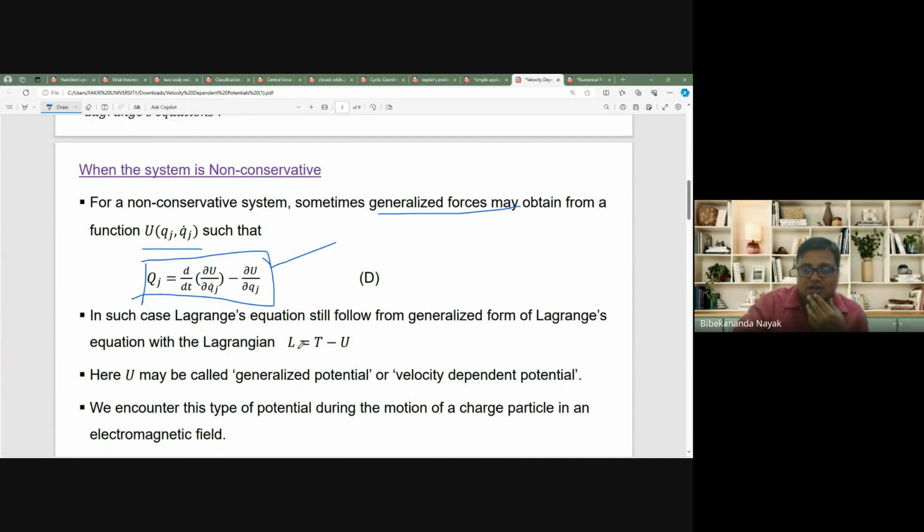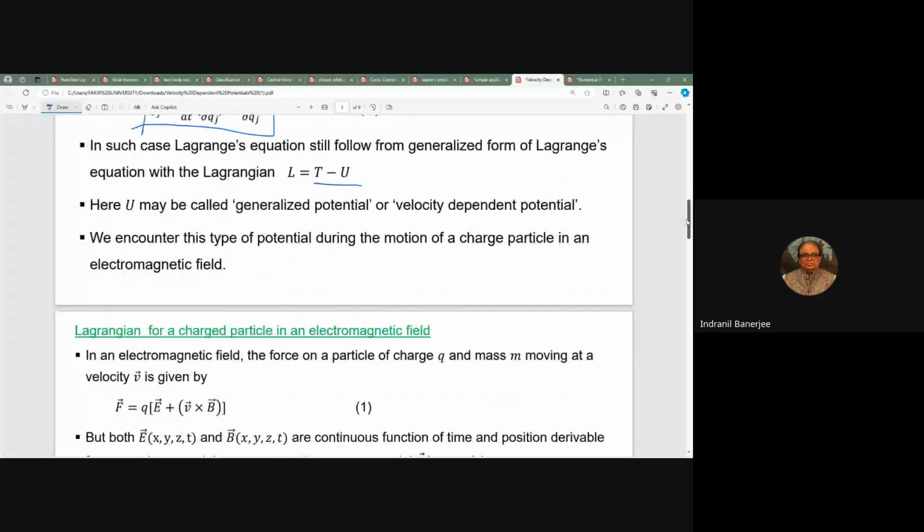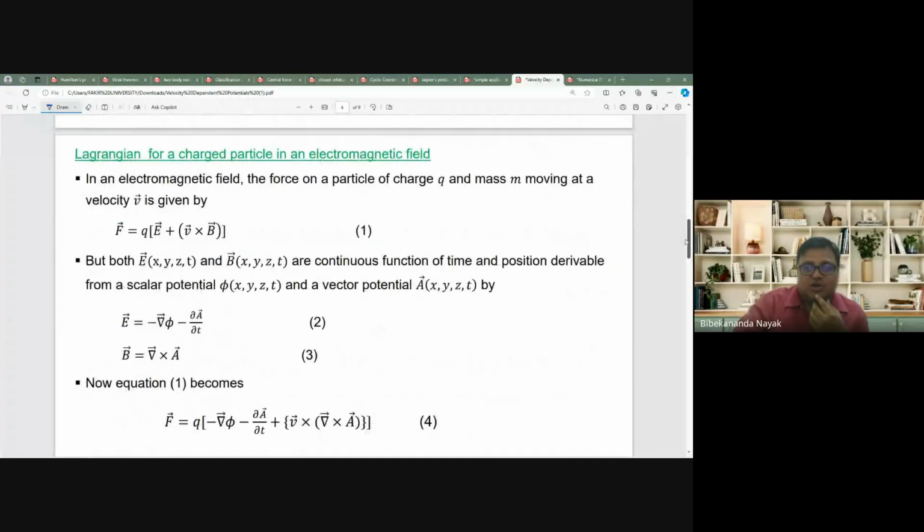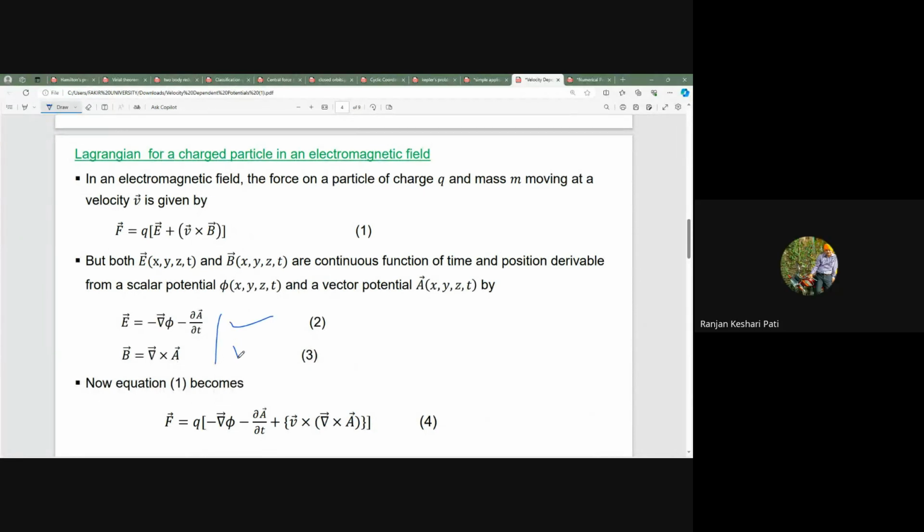So the Lagrangian, or here the generalized Lagrangian, will be T minus U for a velocity dependent potential. For example, the Lagrangian for a charged particle in an electromagnetic field. You know in an electromagnetic field, the Lorentz force F is equal to q(E plus v cross B). Again, in terms of scalar and vector potential, E is equal to minus del phi by del t minus del A by del t, and B is equal to del cross A.